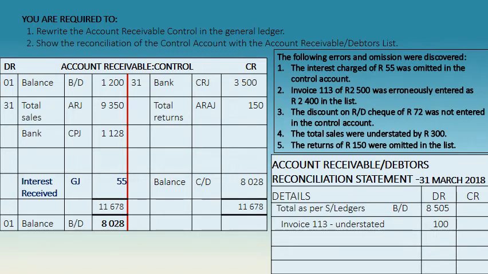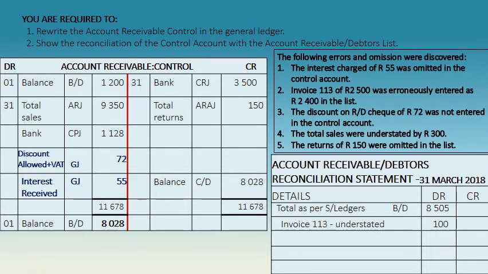The third entry, the discount on the RD check of 72 rand, was not entered in the control account. The error is in the general ledger. Therefore, on the debit side of the general ledger, we show the discount that must be reversed, posted from the general journal, amount 72 rand including VAT.